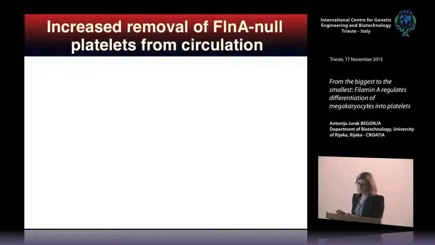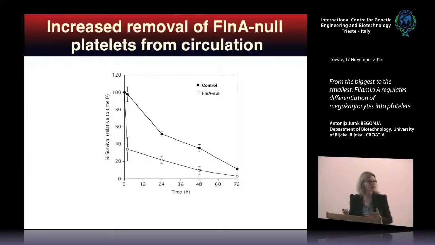Okay, next step to prove what is happening in circulation was a transfusion experiment in which we isolate platelets from wild type or conditionally knockout mice. We would label them fluorescently and then we would transfuse them back into wild type animals in order to see how long these platelets circulate.